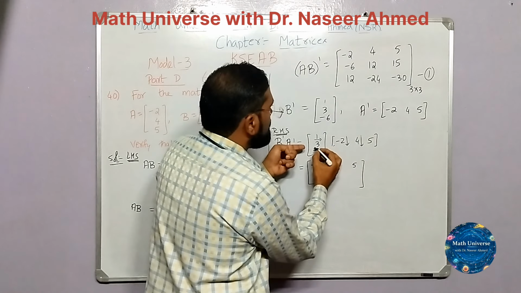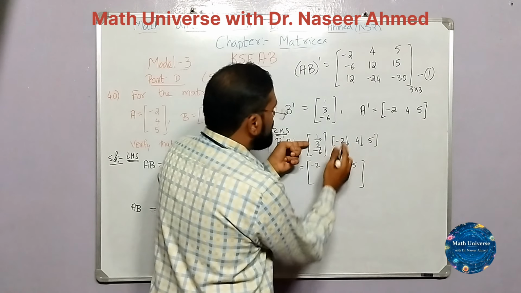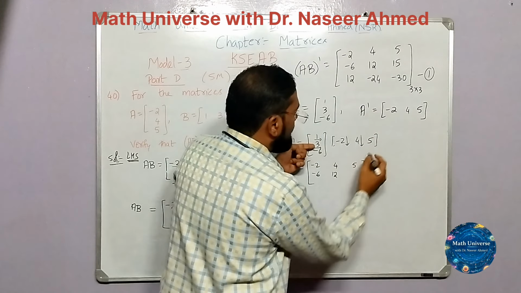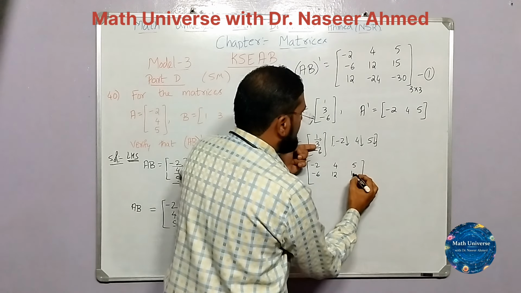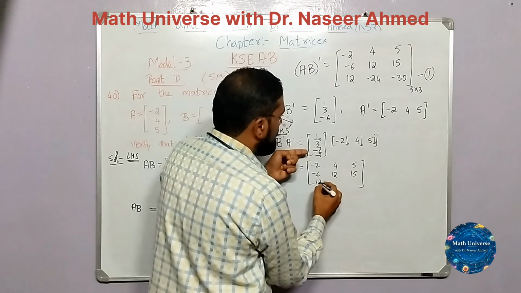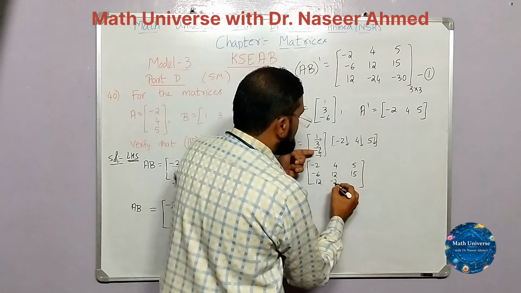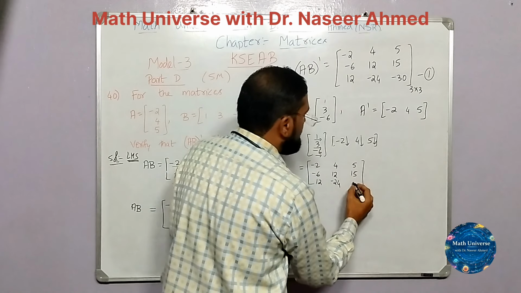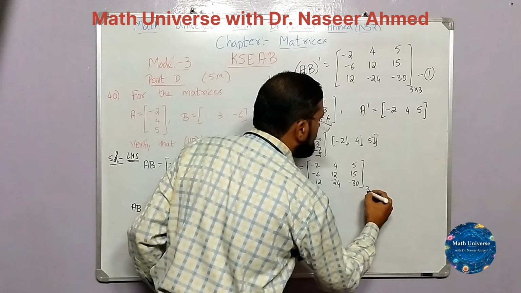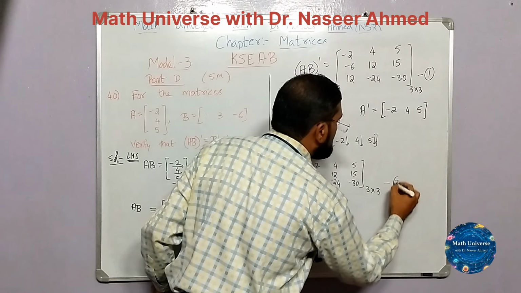Okay, now moving on to this second row. 3 into minus 2, minus 6. 3 into 4 will be 12. 3 into 5, the third column, will be 15. Then minus 6 into minus 2 will be plus 12. Minus 6 into 4 is minus 24. Minus 6 into 5 will be minus 30. And this is of order 3 by 3, equation number 2.